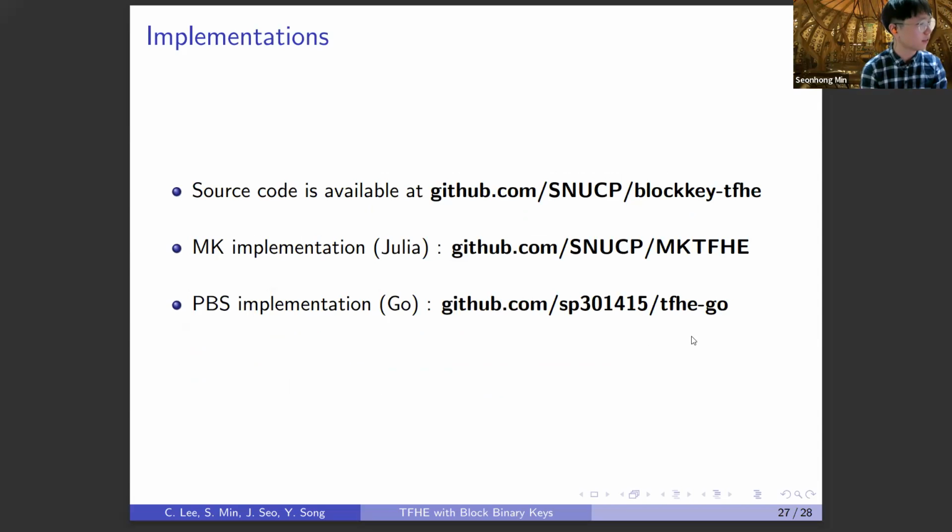For the implementation, if you are interested, the source code is available on our GitHub. The first one is the original implementation for the TFHE scheme, the second is a multi-key implementation which is written in Julia, and the third has a PBS implementation. It is written in Go, and it was developed by our colleague. If you are interested, you can visit any of these links and check the code.